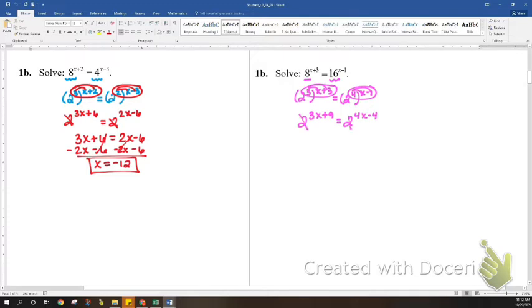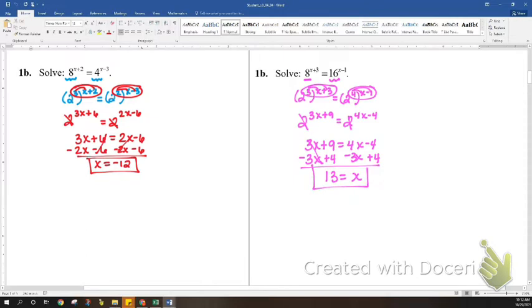Bases are the same, so we know that 3x plus 9 has to equal 4x minus 4. All right, let's just algebraically solve this. I'm going to subtract the 3x. I'm going to add the 4. And so we get 13 equals x as our solution.